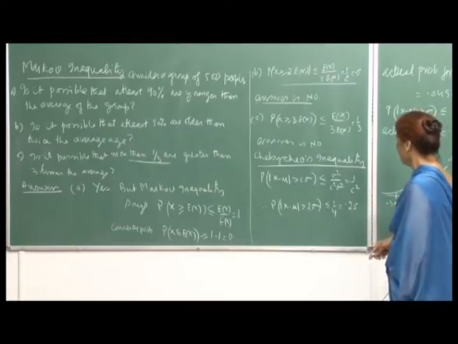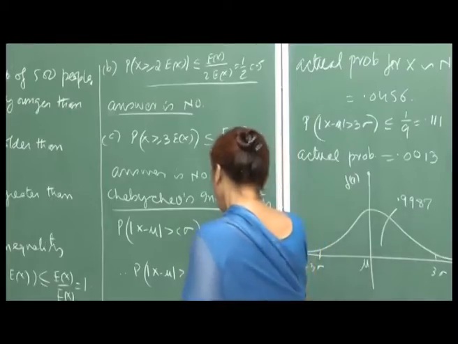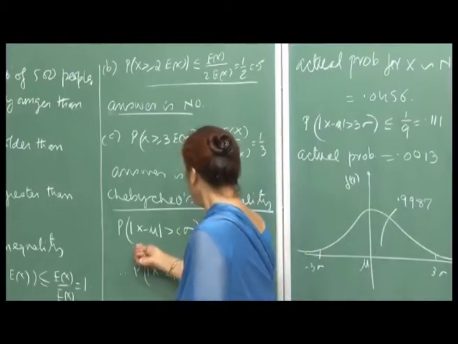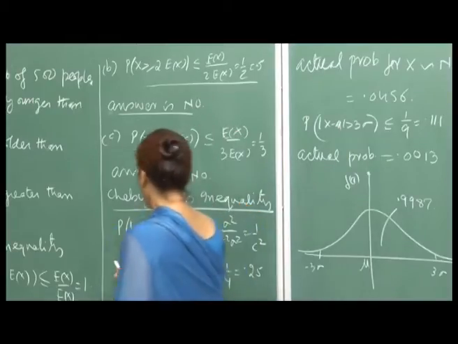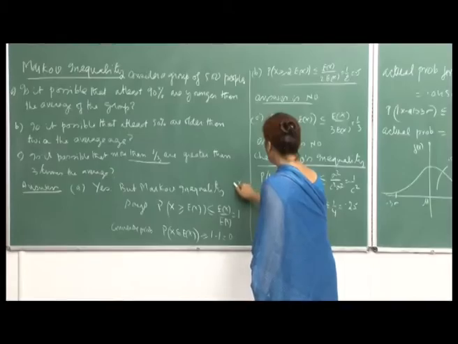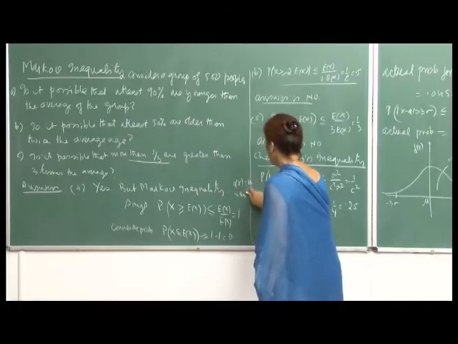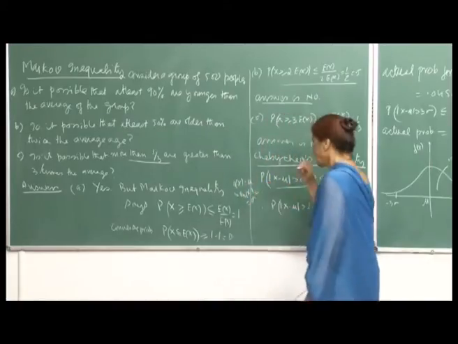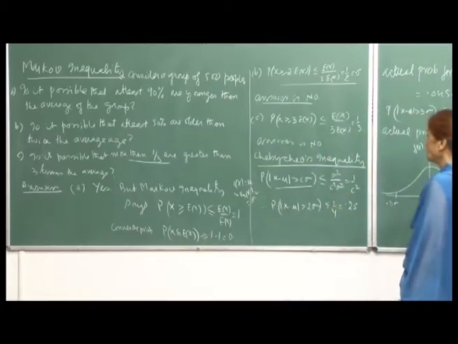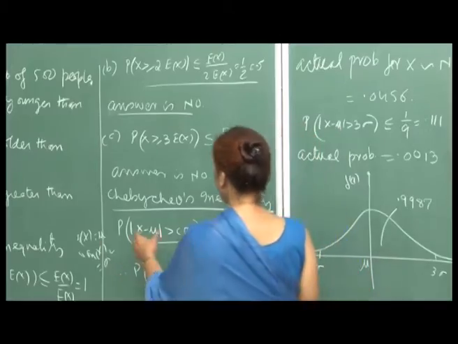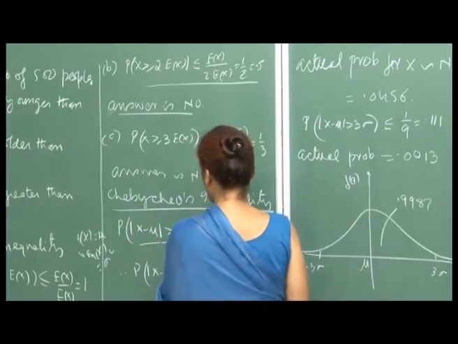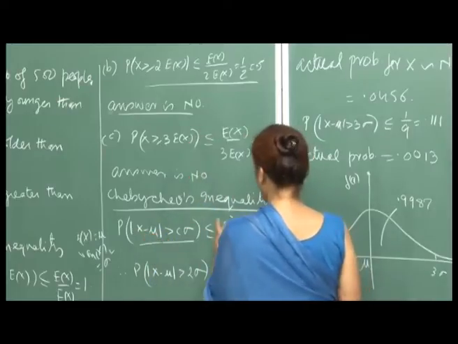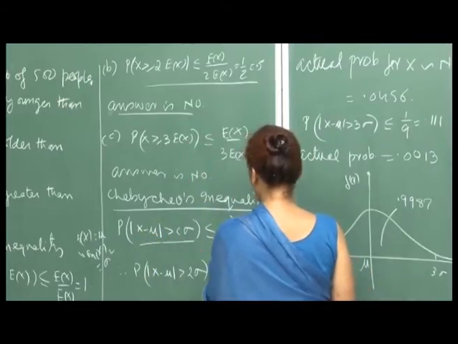Now, similarly for Chebyshev's inequality, I wanted to just point out that you have a random variable x which has expected value mu and variance sigma square. You are asking the question, is the absolute value of x minus mu greater than c sigma? So, by Chebyshev's inequality, this would be sigma square upon c square sigma square, which is 1 by c square.